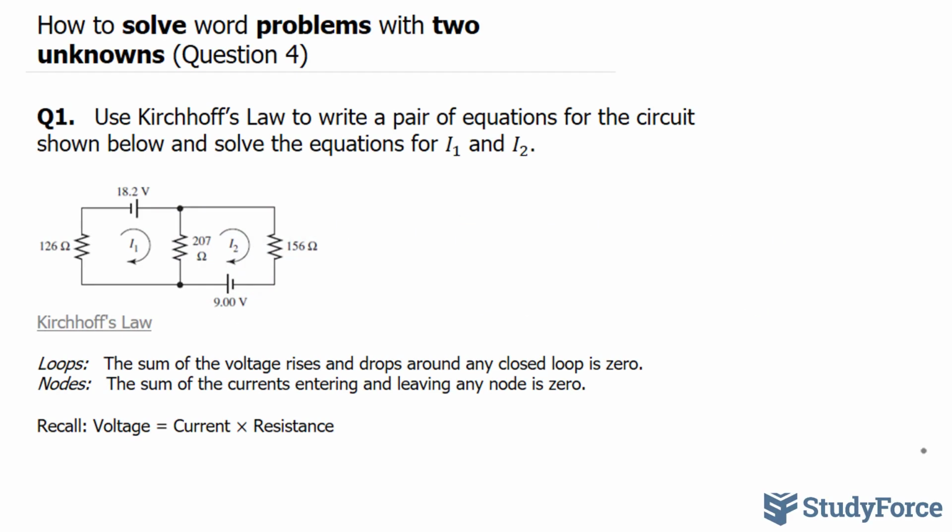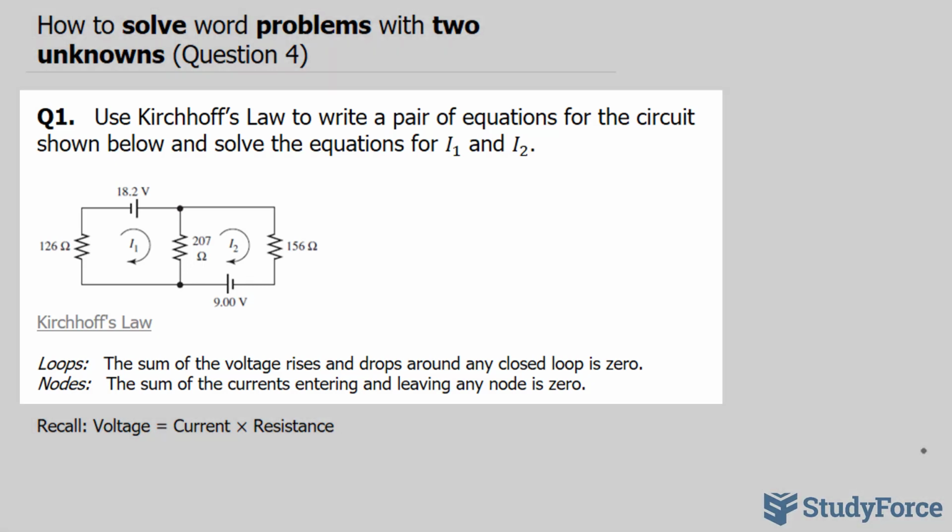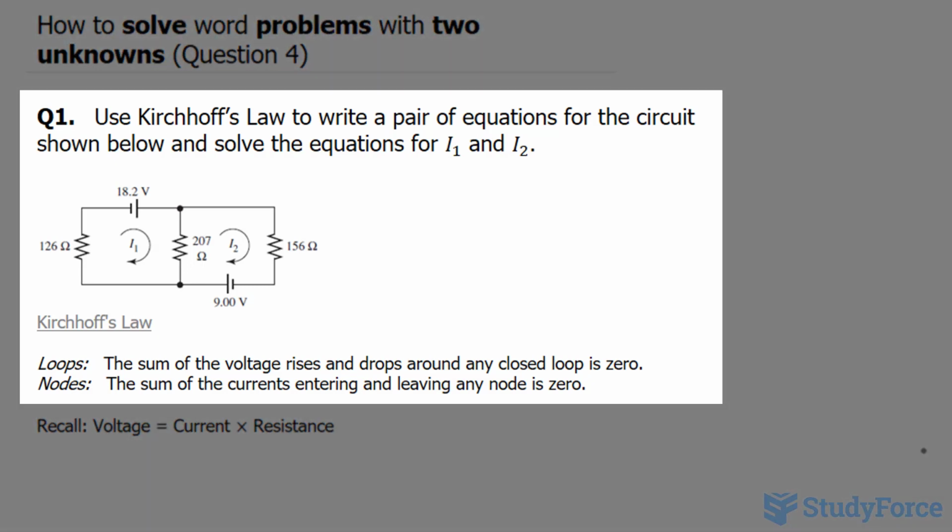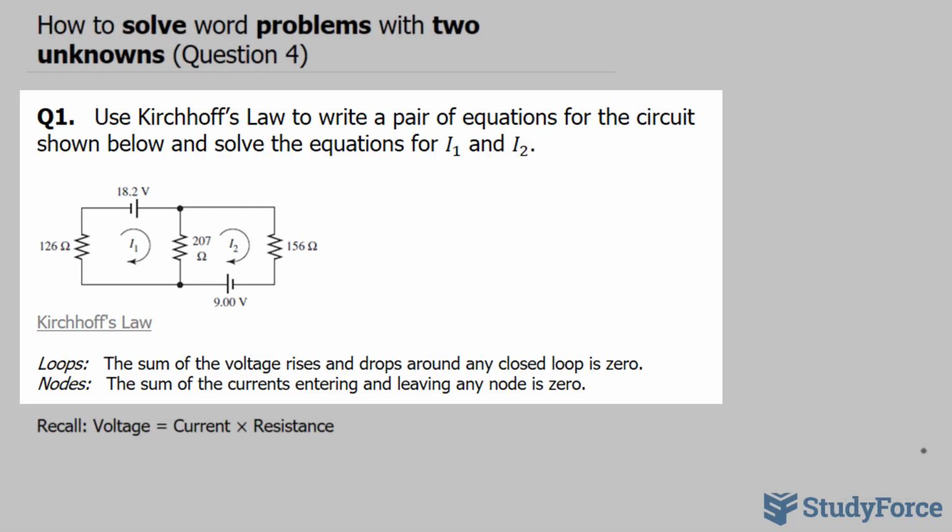In this video, I'll show you how to solve word problems with two unknowns. This is question 4. The question reads, use Kirchhoff's laws to write a pair of equations for the circuit shown below and solve the equations for current 1 and current 2.